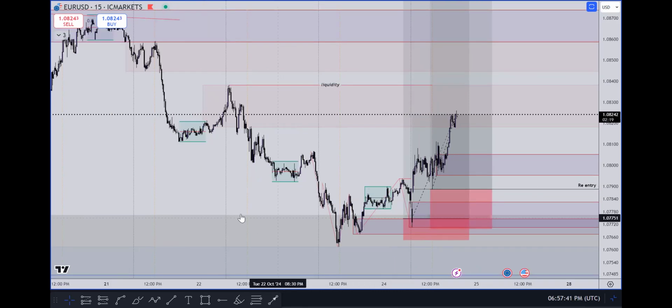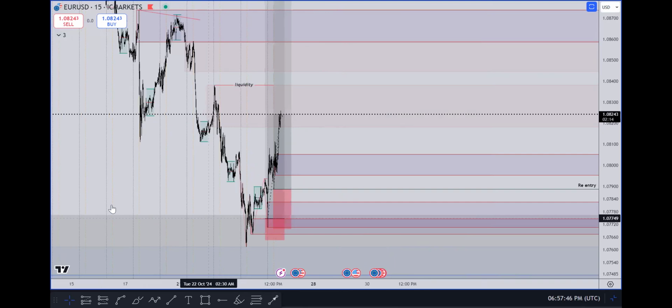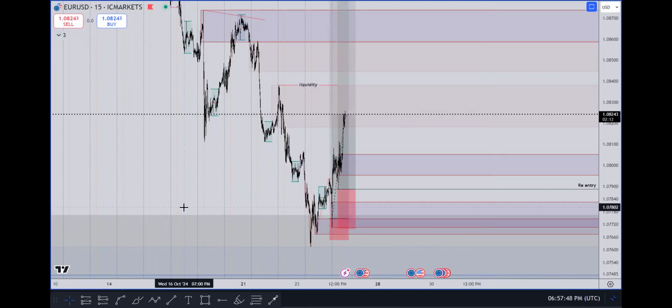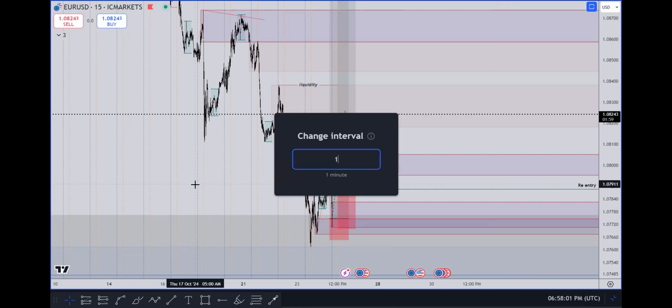I just wanted to give you guys a little bit of a trade breakdown here. Hopefully this is going to answer some questions that somebody has about liquidity. This is going to, again, answer some questions that somebody has about internal market structure, internal range liquidity, and things of that nature, okay?